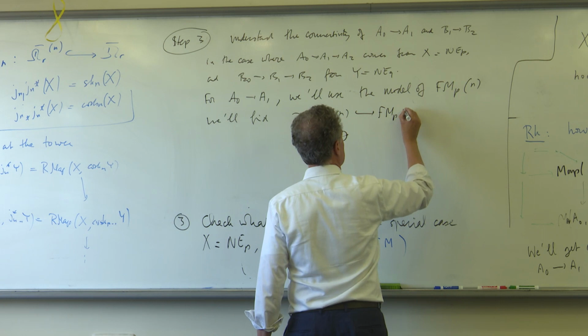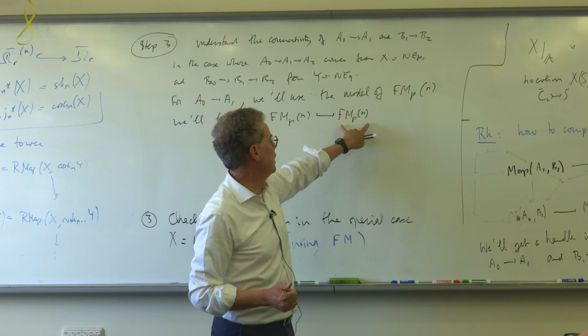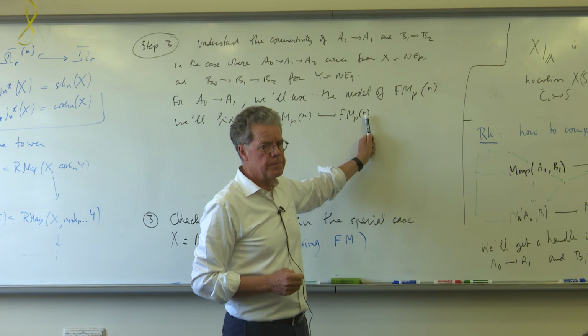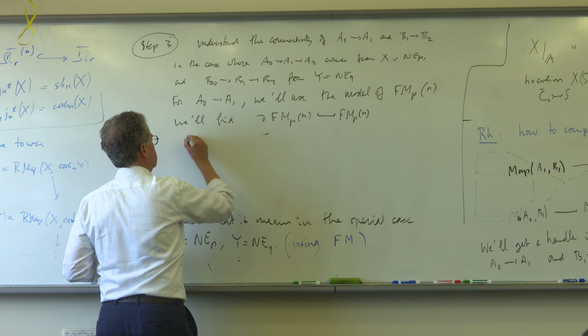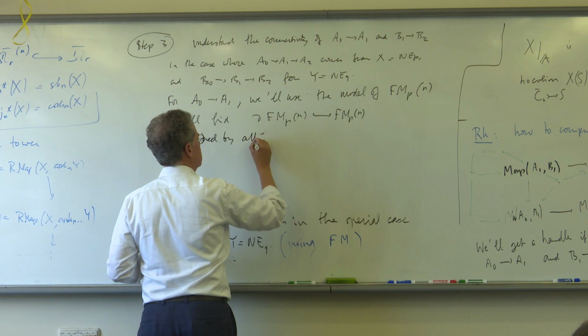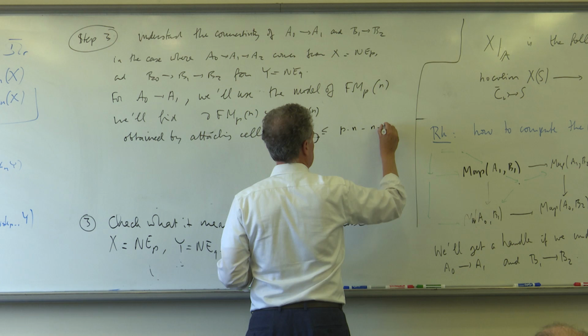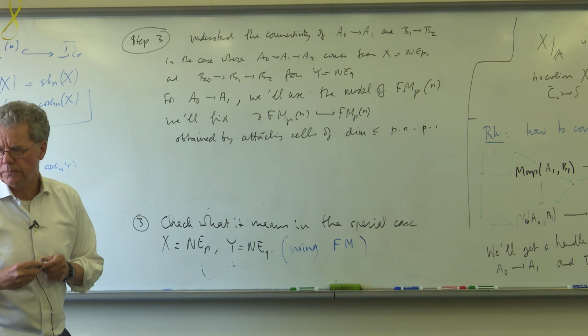Now, I told you yesterday, this is a manifold with boundary. Its interior is this configuration space, modulo some actions. So what was the configuration space? It has dimension P times N, but then the translation and dilation take off some dimensions. So it is obtained by attaching cells of dimension at most P times N minus N minus 1. Did I do that correctly? Probably not. P was the dimension. Okay, that's what I said yesterday.